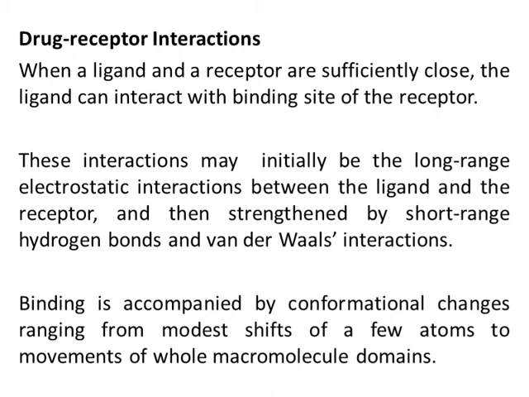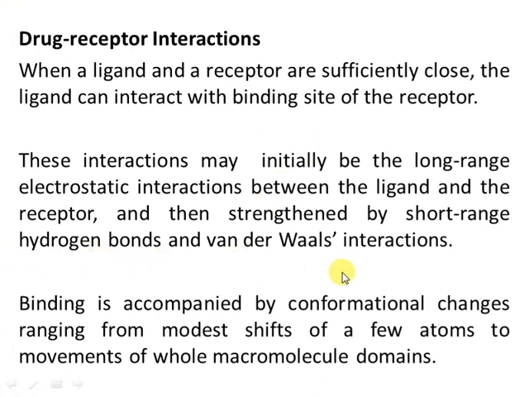Right? So electrostatic interactions, which are also known as ionic interactions, are long range. Long range interactions are those interactions that can occur at far distance. For example, when your drug and receptor are far away, they can still attract each other by ionic interactions. Because of ionic interactions, those two will continue to come closer, and when they are sufficiently close, at that point we will develop some short range interactions. Such short range interactions include hydrogen bonds and the van der Waals interactions, right?